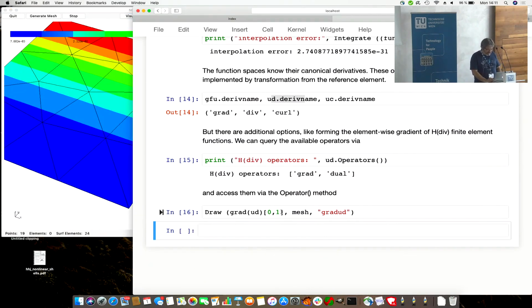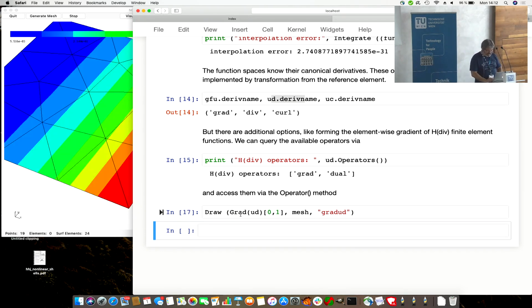This is now the 0, 1 component of the gradient of the H-diff function. Well, and people who know this for a while, they are smiling. How do we treat the gradient? Is it row-wise? Is it column-wise? It's not very consistent. And now we introduced a capital gradient. And the capital gradient is always the Jacobian matrix.